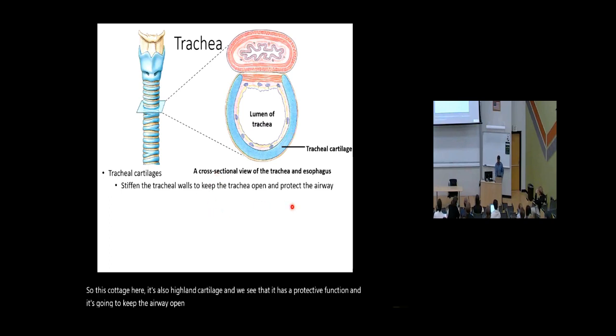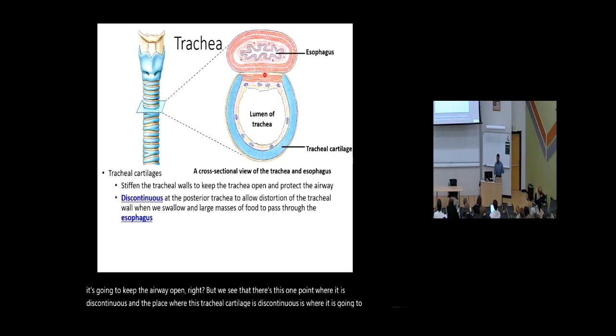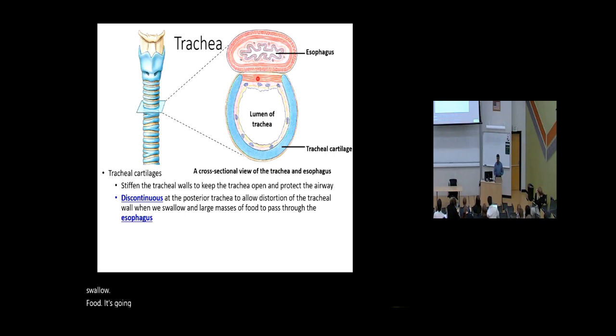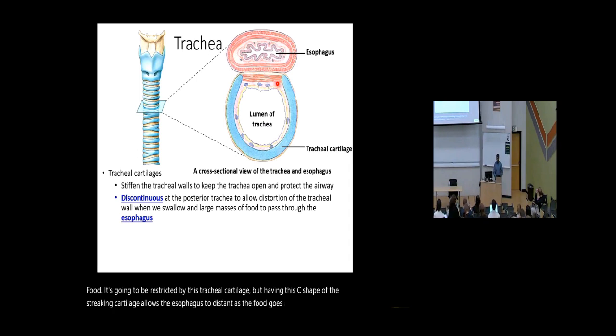But there's this one point where it is discontinuous, and the place where the tracheal cartilage is discontinuous is where it is found alongside the esophagus. And imagine if it wasn't discontinuous. Every time you tried to swallow food, it would be restricted by this tracheal cartilage. But having this C shape allows the esophagus to distend as the food goes through, and then it's not impaired in its distension and relaxation.